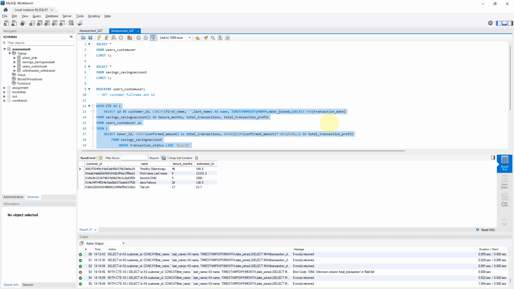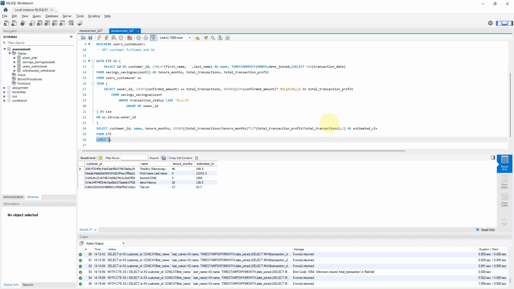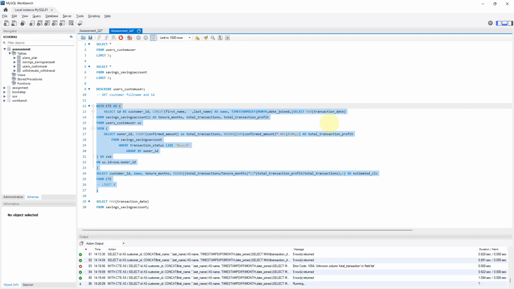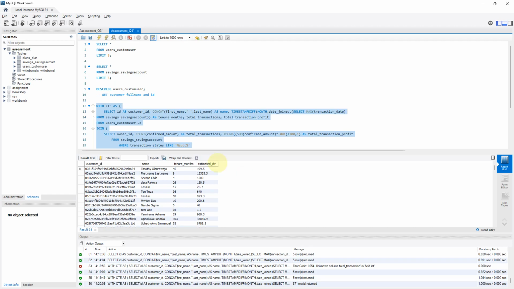1 second, which is interesting, maybe because I limited it to 5. I want to see what happens if I don't limit it. I can easily just add a comment here and run everything and see what happens. 1 second, that is pretty interesting. So basically this is what we are looking for.